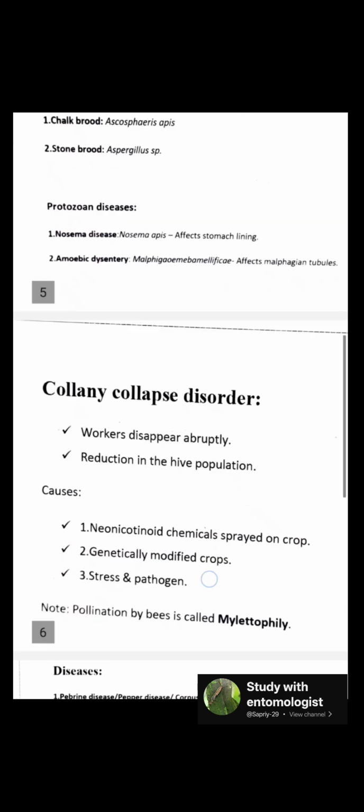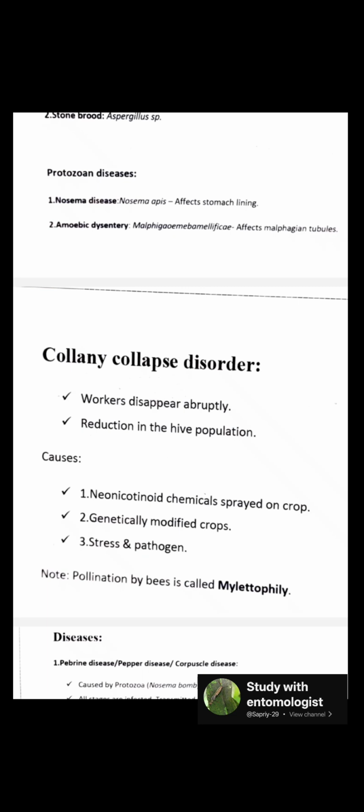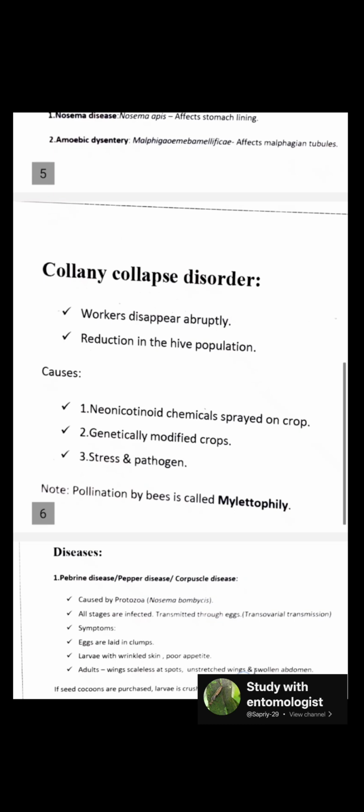Next important is colony collapse disorder. In this disorder workers disappear abruptly and a reduction happens in the hive population. They can ask the reason. So there are three major reasons regarding colony collapse disorder. Neonicotinoid chemicals are the primary cause. Second are the GM crops, and third is stress and pathogen attack, which can also cause colony collapse disorder. Important point, pollination by bees is known as melittophily. So these all are important for the honeybee.